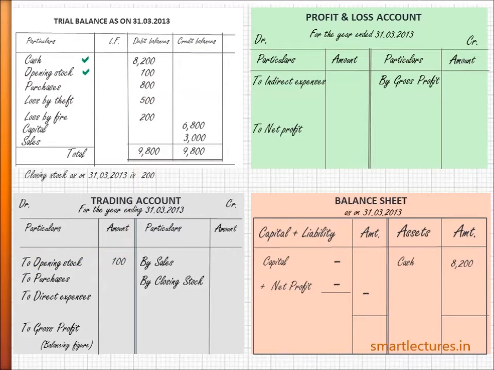Purchases 800. This is a nominal account. It is lying on the debit side. It will be taken to the debit side of the trading account. Loss by theft rupees 500. This is a loss. All losses are taken to the profit and loss account debit side. So to loss by theft rupees 500. Loss by fire rupees 200. It's a loss. It's lying on the debit side. This debit item will be taken to the debit side of the profit and loss account. So to loss by fire rupees 200.